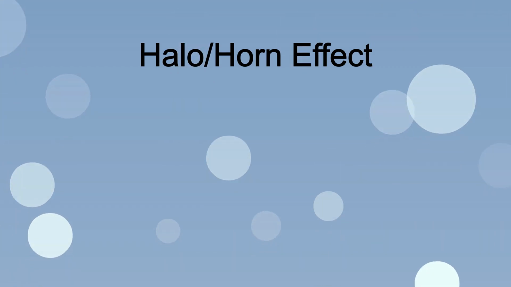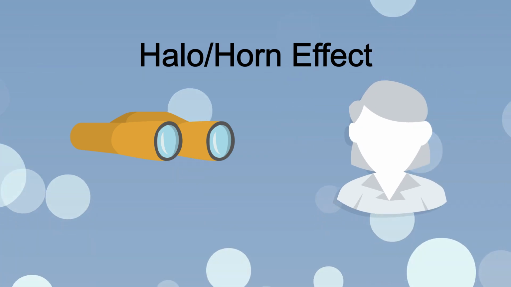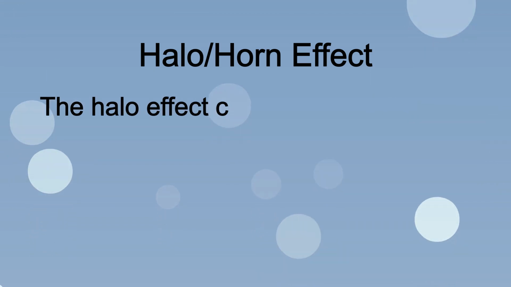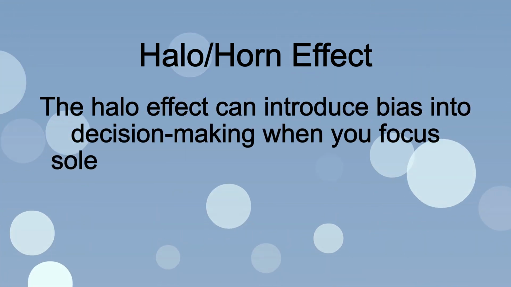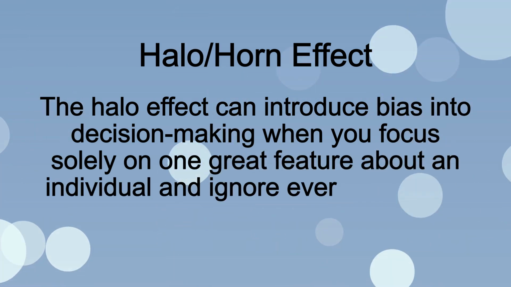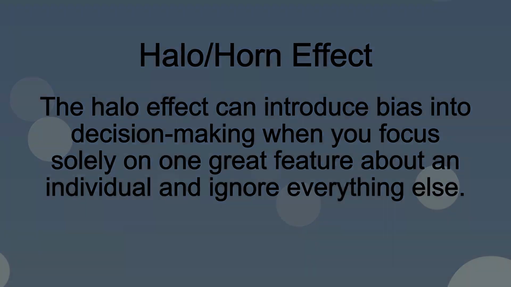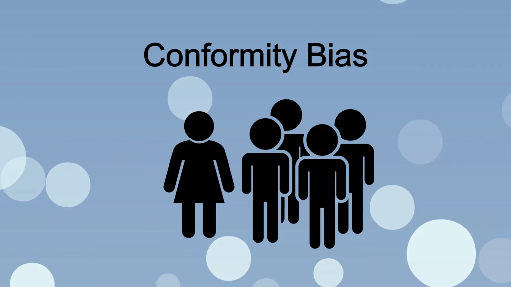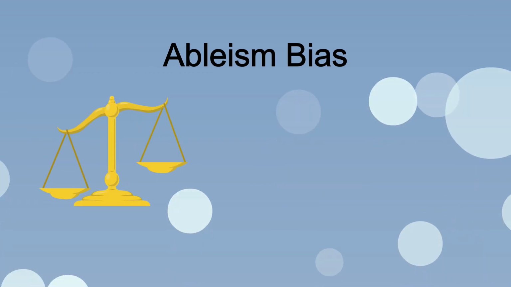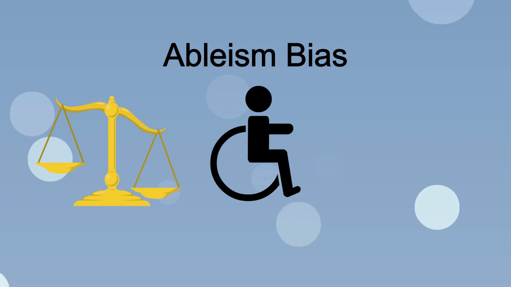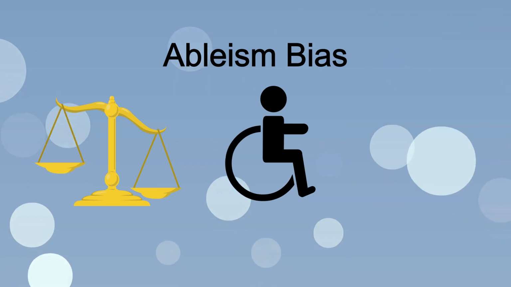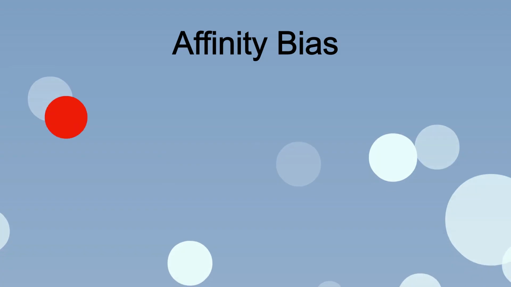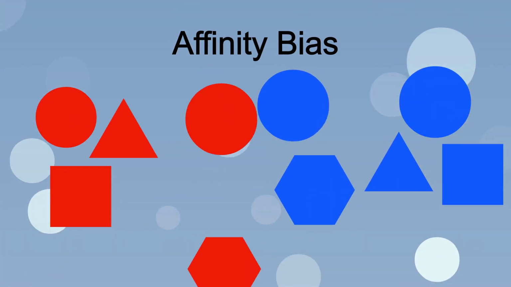The halo and horn effect is when one's perception of another's action is influenced either positively or negatively by an unrelated trait or first impression. The halo effect can introduce bias into decision-making when you focus solely on one great feature about an individual and ignore everything else. Conformity bias means having a very strong tendency to go with the group or succumb to peer pressure. Ableism bias is treating or thinking of people differently because of an actual or perceived disability. Like other biases, ableism bias can be implicit or explicit. Affinity bias is when we prefer people who share similar qualities to ourselves.